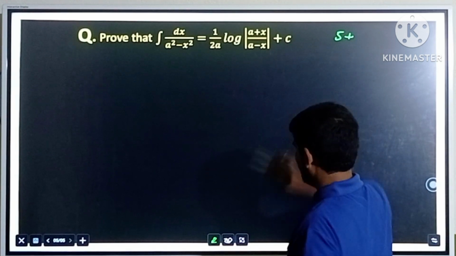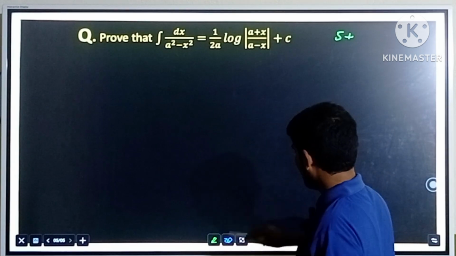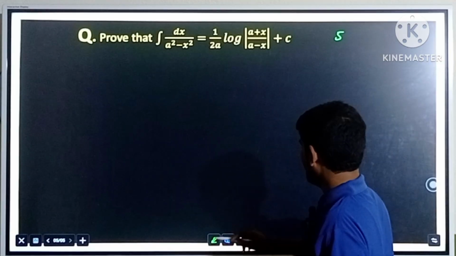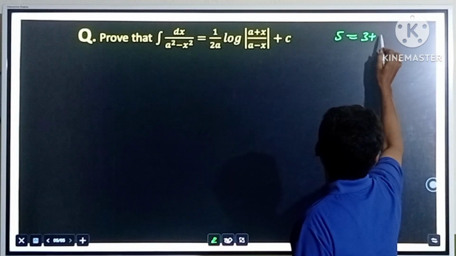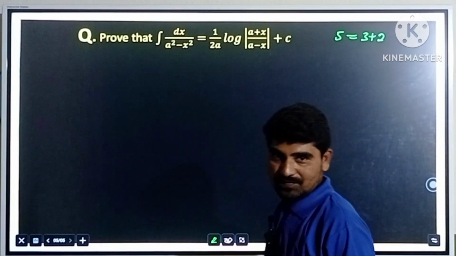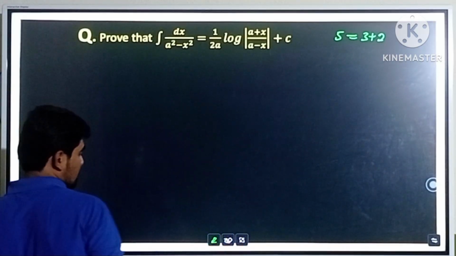In that 5 mark, they distributed as 3 for proving this format and 2 for your problems. So let's start the first one.